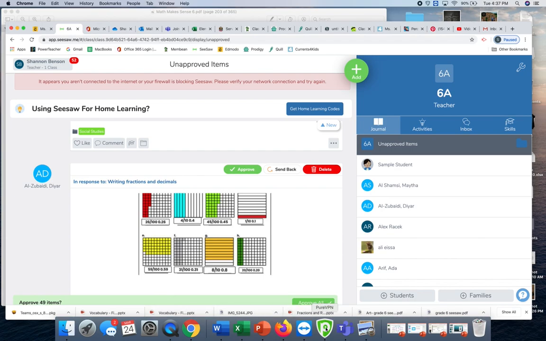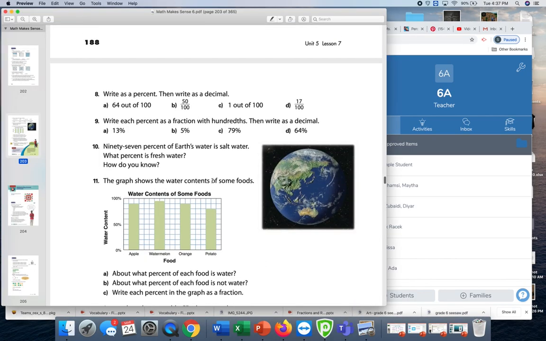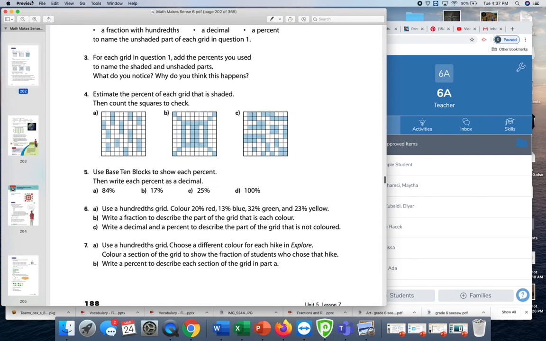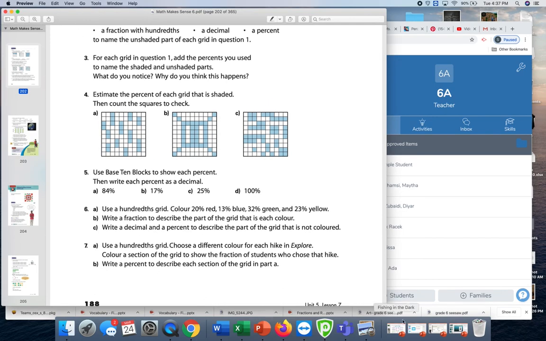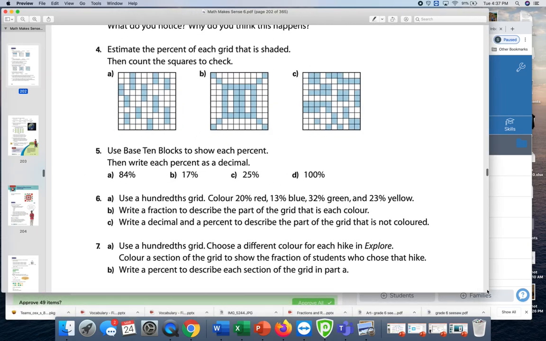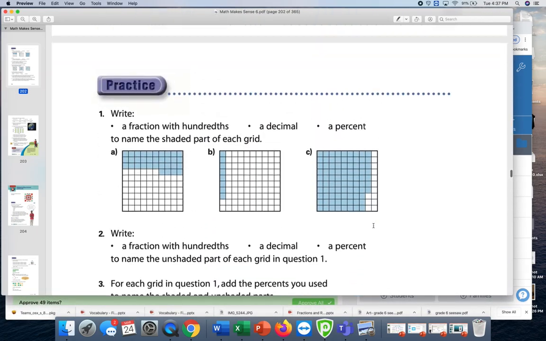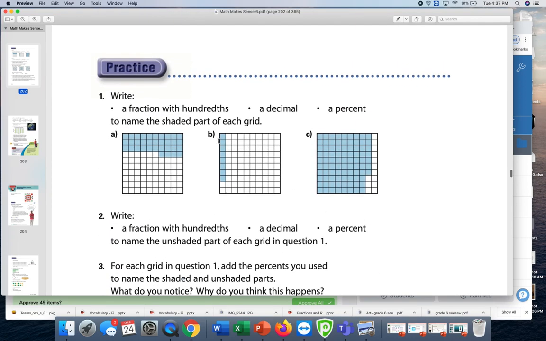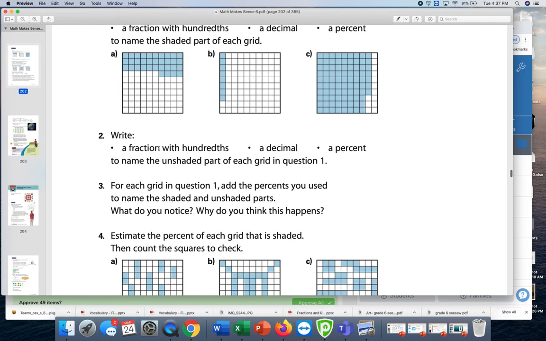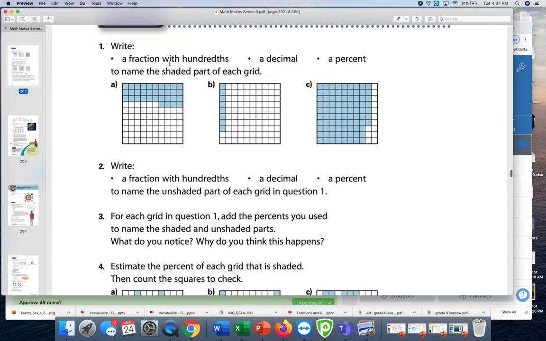If I was to show it to you, look at this handy dandy, I have the textbook here. Oops. It's not really what I wanted to do. I just wanted to make this look bigger. So this is page 188. You have to do this question. Write each of them as a fraction, a decimal, and a percent. Not that hard. Next, you have to write the shaded portion.